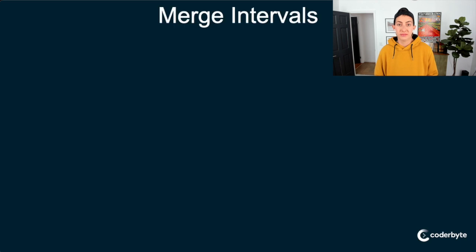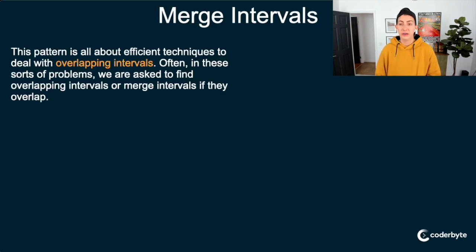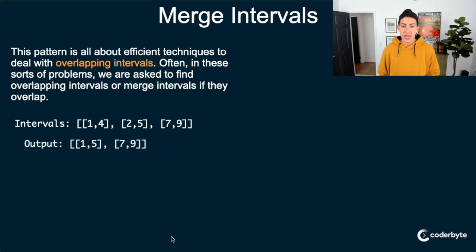Let's review this pattern. Merge intervals is all about efficient techniques to deal with overlapping intervals. Often in these problems, we're asked to find the overlapping intervals or merge intervals if they overlap, or, like I said in the intro, find the spots where there are no overlapping intervals or no intervals at all. Let's look at an example. Here's an array of intervals. The first interval starts at 1, ends at 4, second 2, 5, third 7, 9, etc. After merging those intervals, we would expect one big interval, 1, 5, which encompasses the first two because they overlap, and then finally 7, 9, because that does not overlap with anything, so we just take it as is.